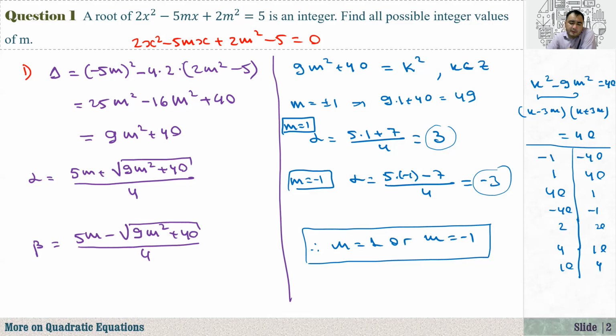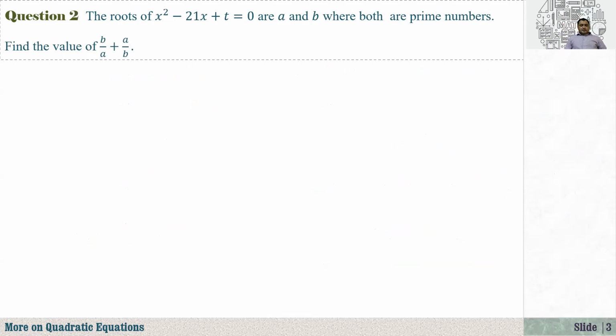24 is not divisible by 9. The next square number is 81. 81 minus 40 is 51, not divisible by 9. The next square number is 100. 100 minus 40 is 60, which also does not work. In general, we can also prove this. Anyway, let's move to another question.